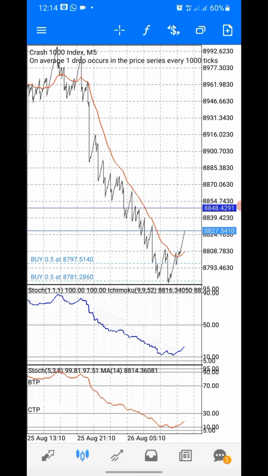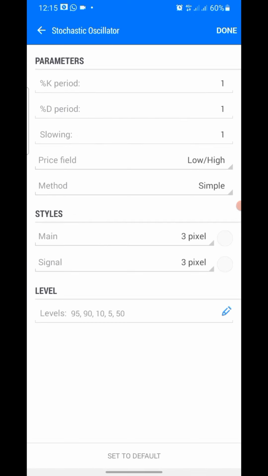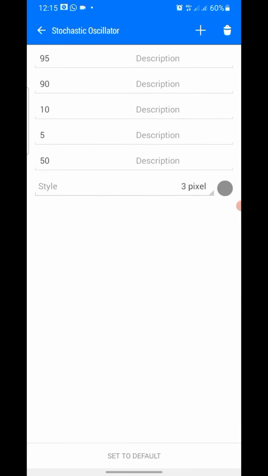So as you can see already, the indicators we're using are the same as the spike catching strategy. In fact, it's the same strategy, but we just change the parameters for the indicator, the stochastic oscillator. The only difference is that for indicator window 1, which is this, the stochastic levels are different. So the levels are 95, 90, 10, 5, and 50. This is the only difference between this and the one for catching the spikes. Every other indicator is the same.